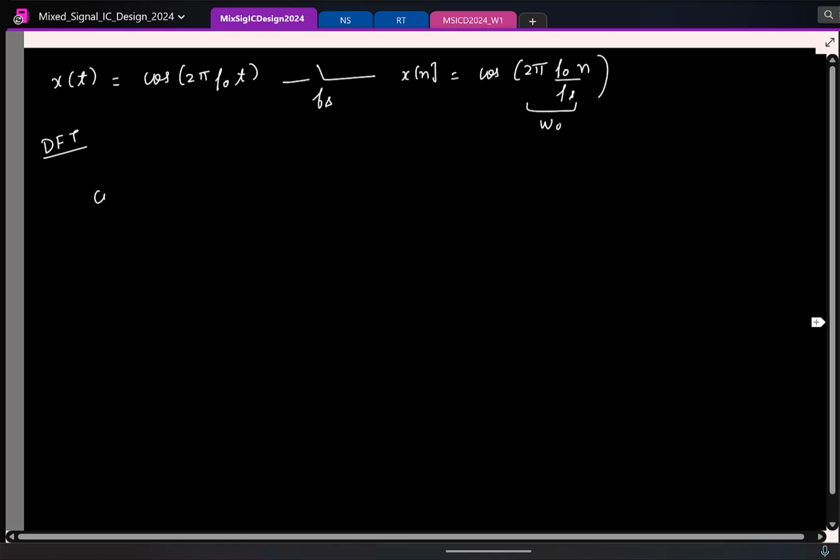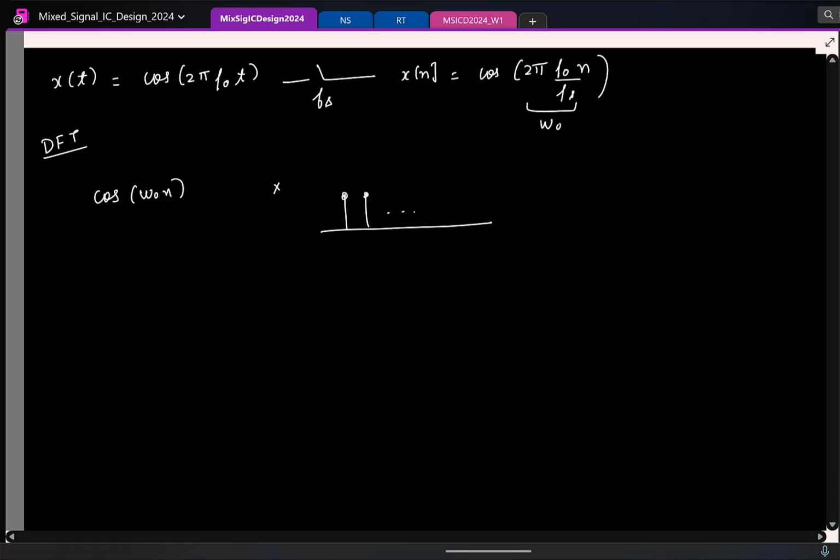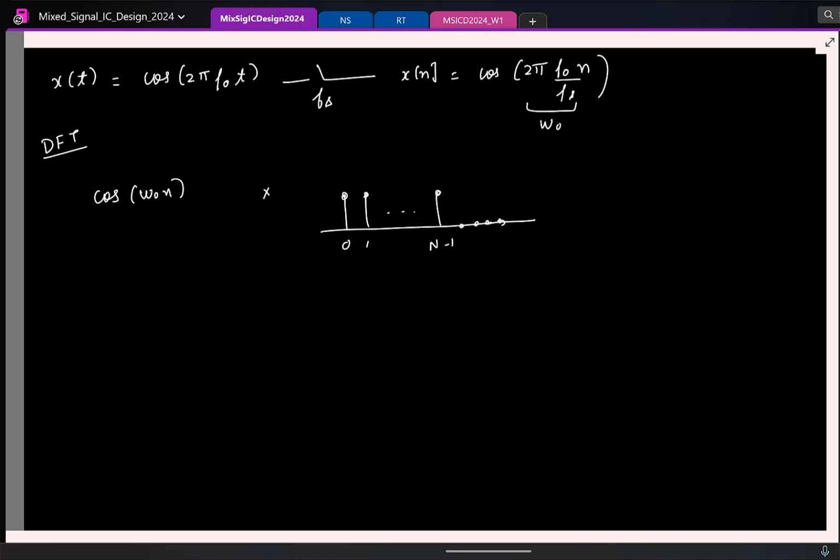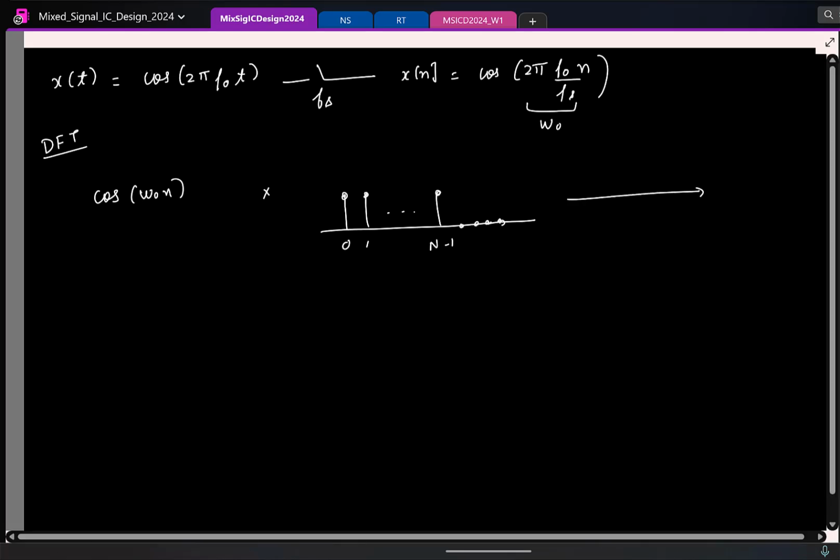Yeah, so this is my cos omega naught n. I multiply with this rectangular window. I'll just draw its sequence directly. So it's basically contains total of n ones and all the other samples are all 0. Fine. Like this. So this is the truncated sequence, and then you find the Fourier transform at. That's what you're supposed to do.